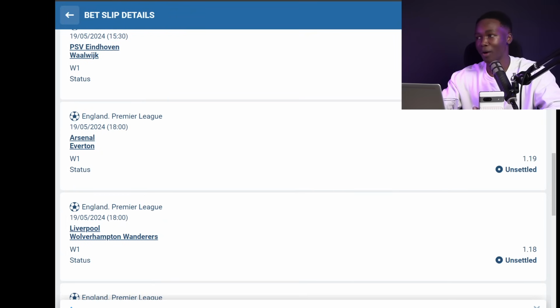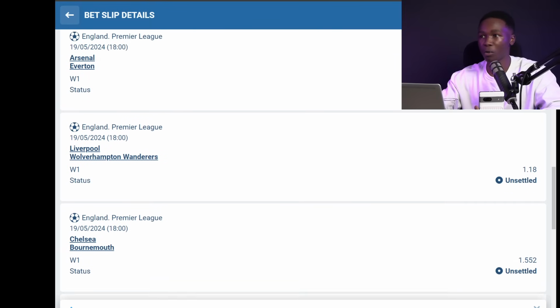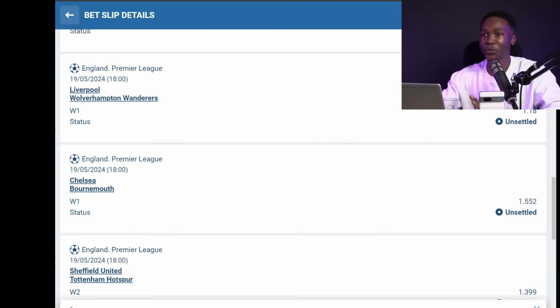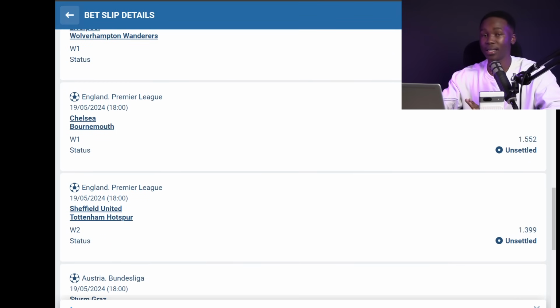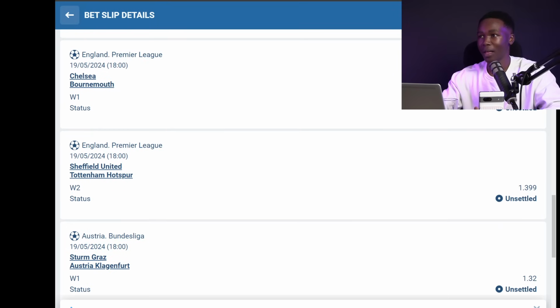We have Liverpool to win the game. The odd is 1.18 on Liverpool winning. And then we have Chelsea vs Bournemouth. We're talking about Chelsea winning the game. The odd is 1.552. And then we have Sheffield United vs Tottenham Hotspur. We have Tottenham Hotspur to win the game. The odd is 1.339.